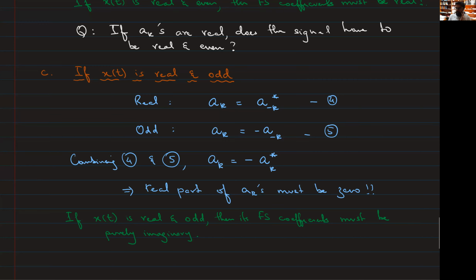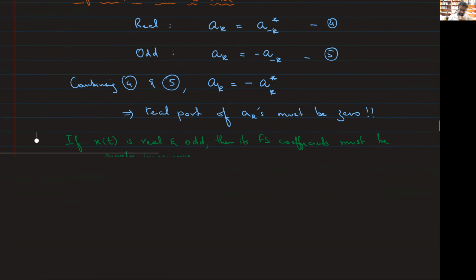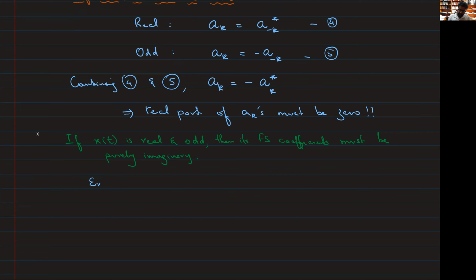As an example, by the way, x of t equals sine omega naught t. What is the Fourier series decomposition for this? How do you find the Fourier series decomposition?